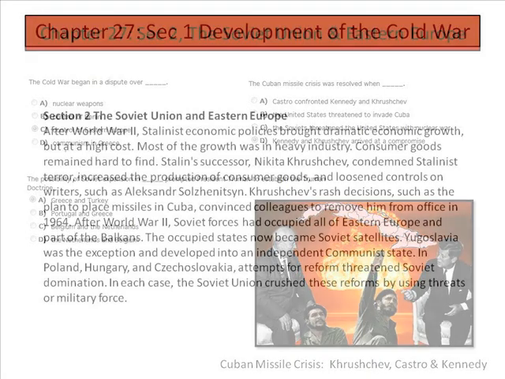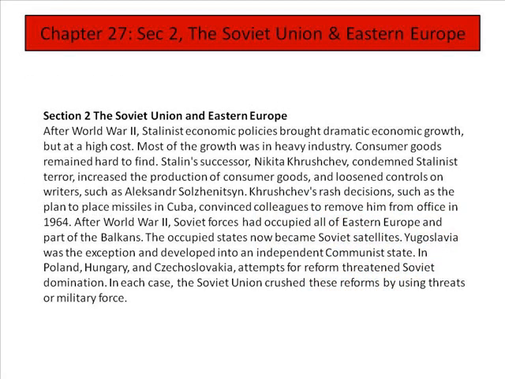Okay, so section 2 states, after World War II, Stalinist economic policies brought dramatic economic growth, but at a high cost. Most of the growth was in heavy industry. Consumer goods remained hard to find.